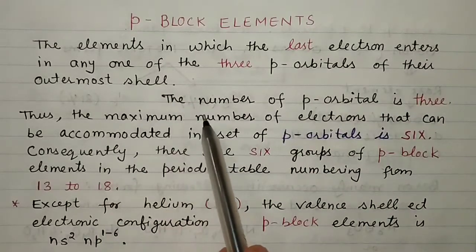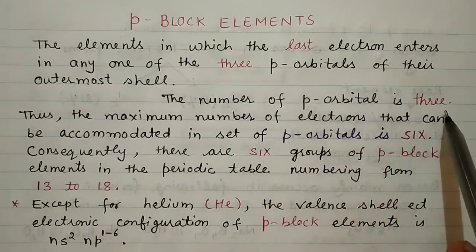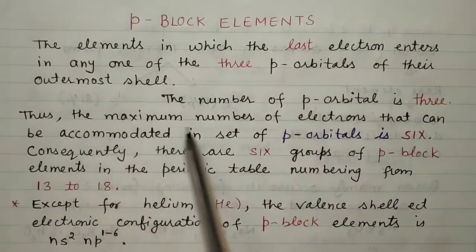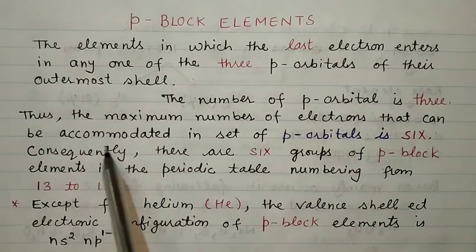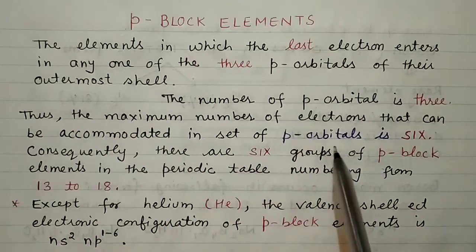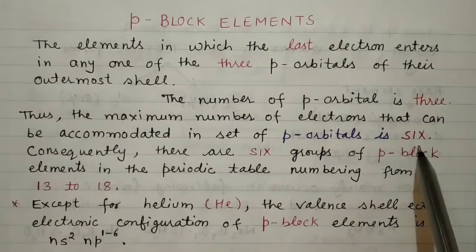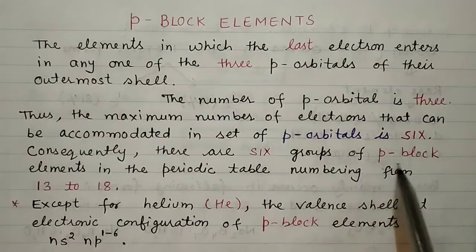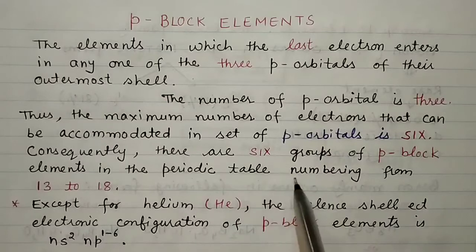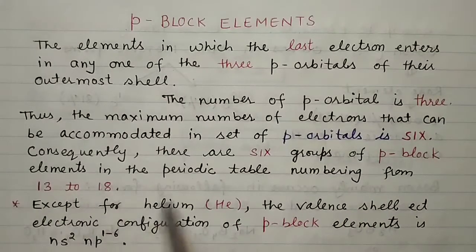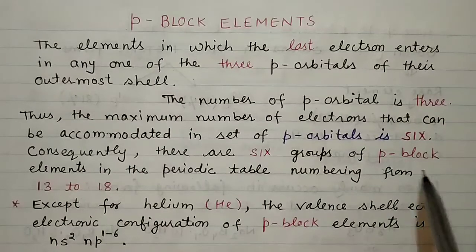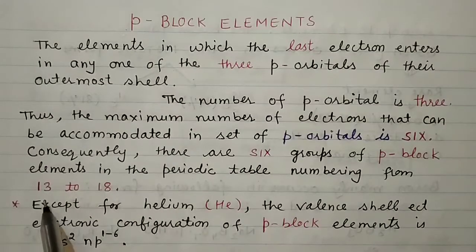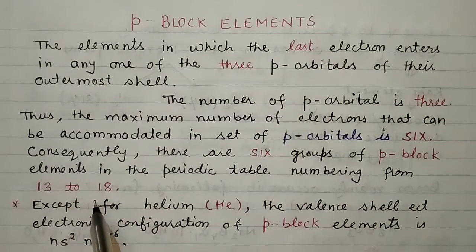So as you know, the number of p orbitals is 3. Thus the maximum number of electrons that can be accommodated in a set of p orbitals is 6. Consequently, there are 6 groups of p block elements in the periodic table, numbering from 13 to 18. So in p block elements we have 6 groups starting from 13 and the last one is 18.